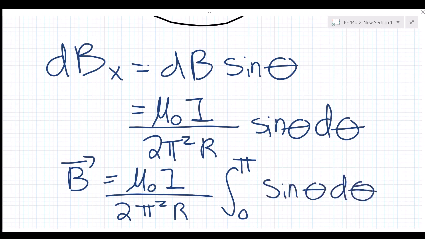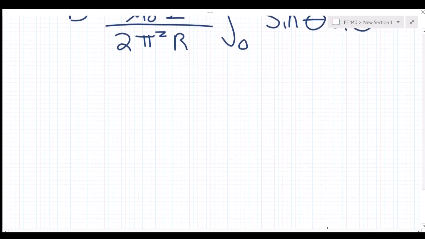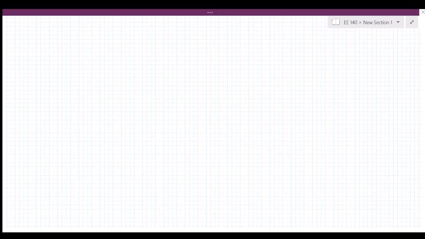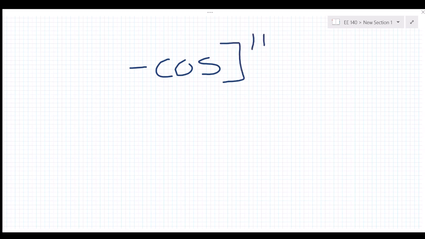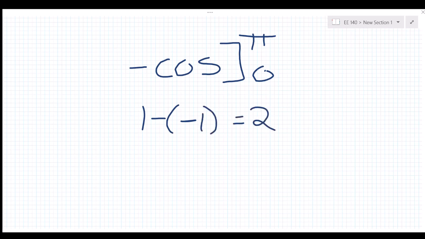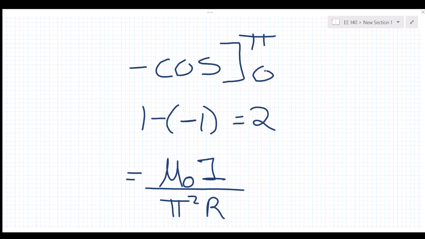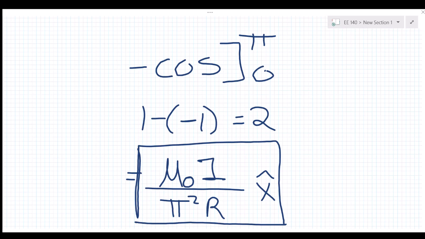that becomes negative cosine from pi to 0, which is 1 minus negative 1, which is equal to 2. Then our final answer comes out to be mu naught I over pi squared R in the x hat direction. So this is the total magnetic field generated, the total magnetic field of the infinite sheet at the origin.